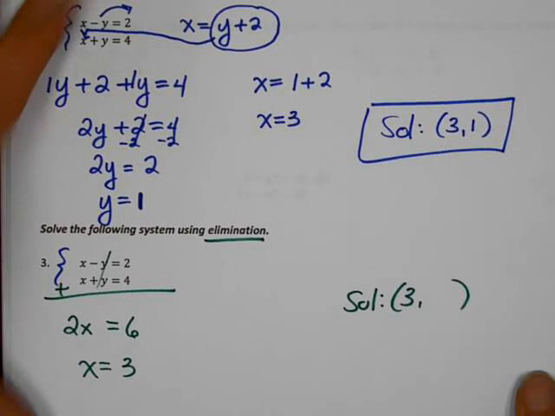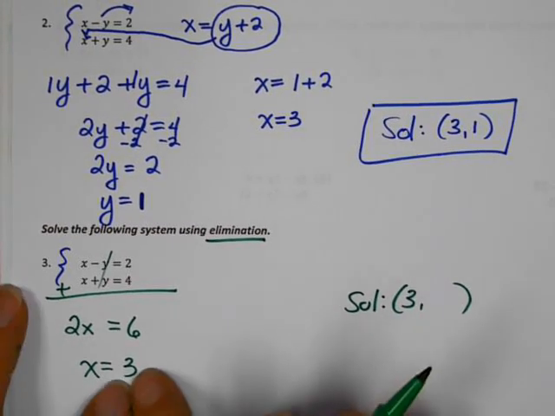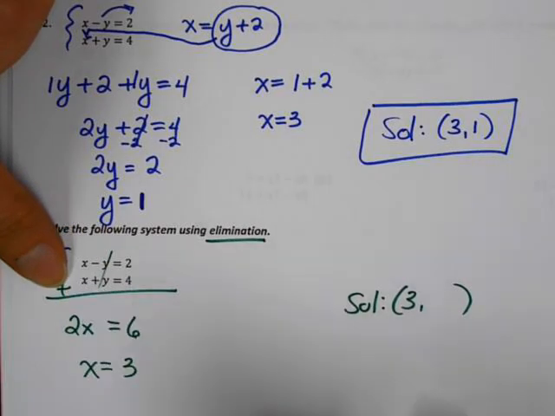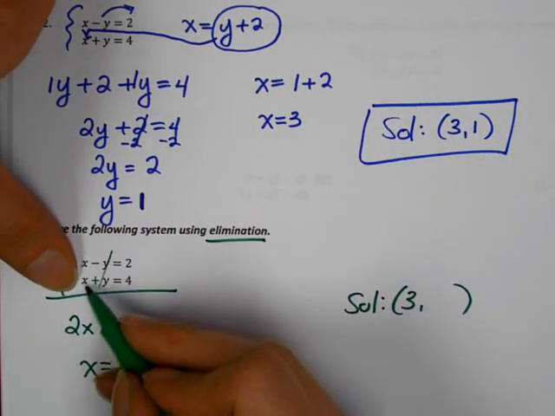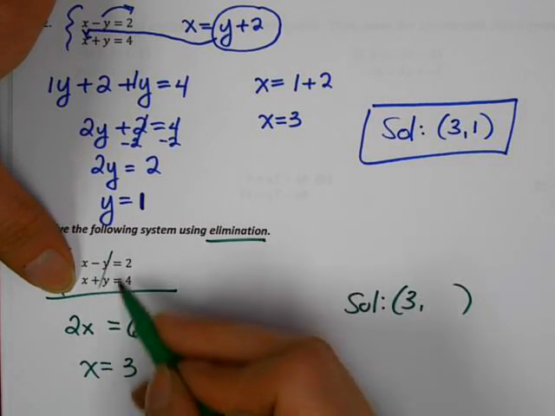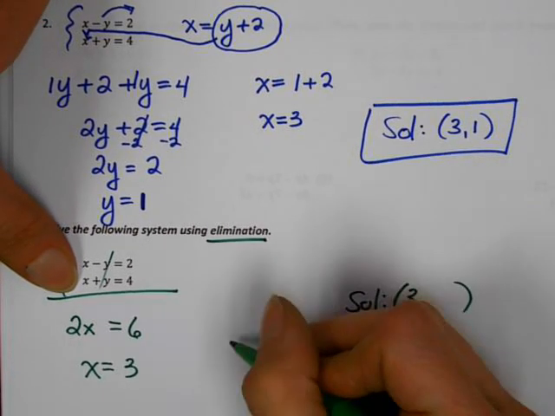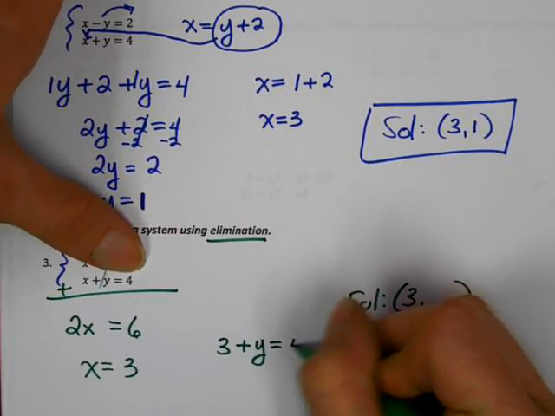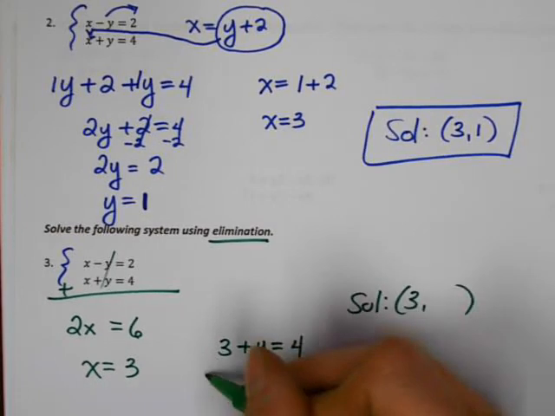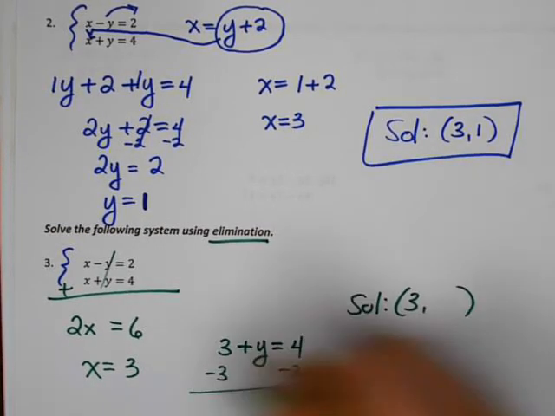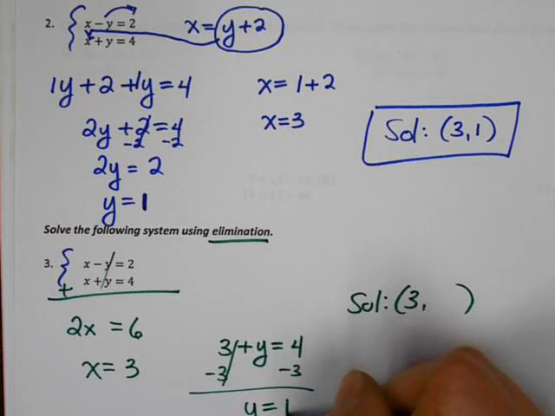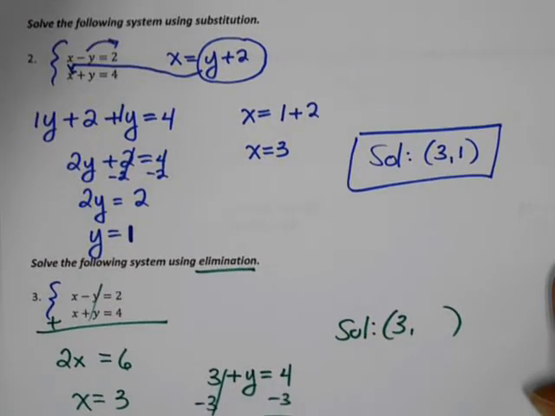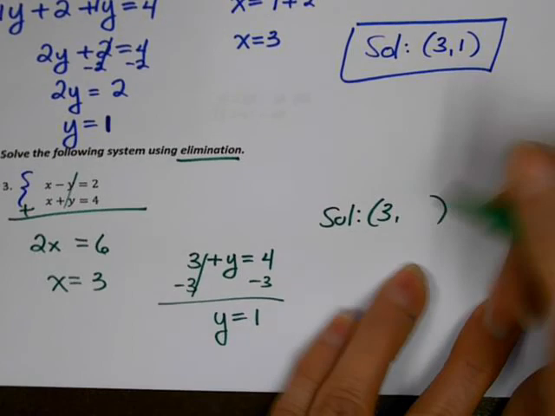But now we have to find the y value. I'm going to replace that 3 number into one of these x locations. I'm going to use the bottom equation and stay away from the negatives. But it doesn't matter, right? 3 goes into the x place, plus a y equals a 4. And so if we subtract 3 from both sides, y is equal to a 1. Okay, y is equal to a 1. So the solution down here is 3, comma 1.